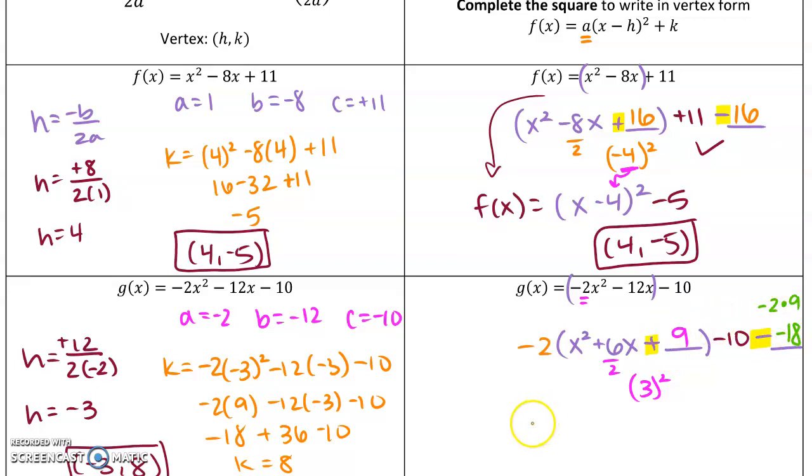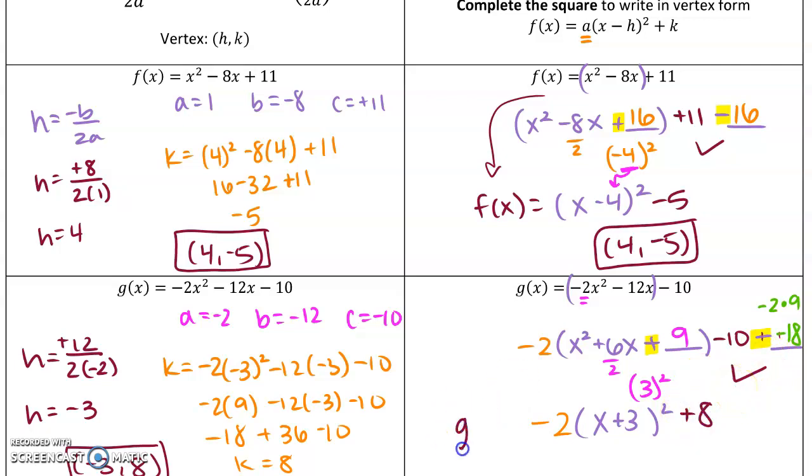So when you go to rewrite this, that negative 2 stays on the outside, something squared. How this factors is going to be x plus 3, right, from 3 squared. But then when you go to combine these, it's negative 10 minus a negative 18. In other words, negative 10 plus 18, which gives you a positive 8.